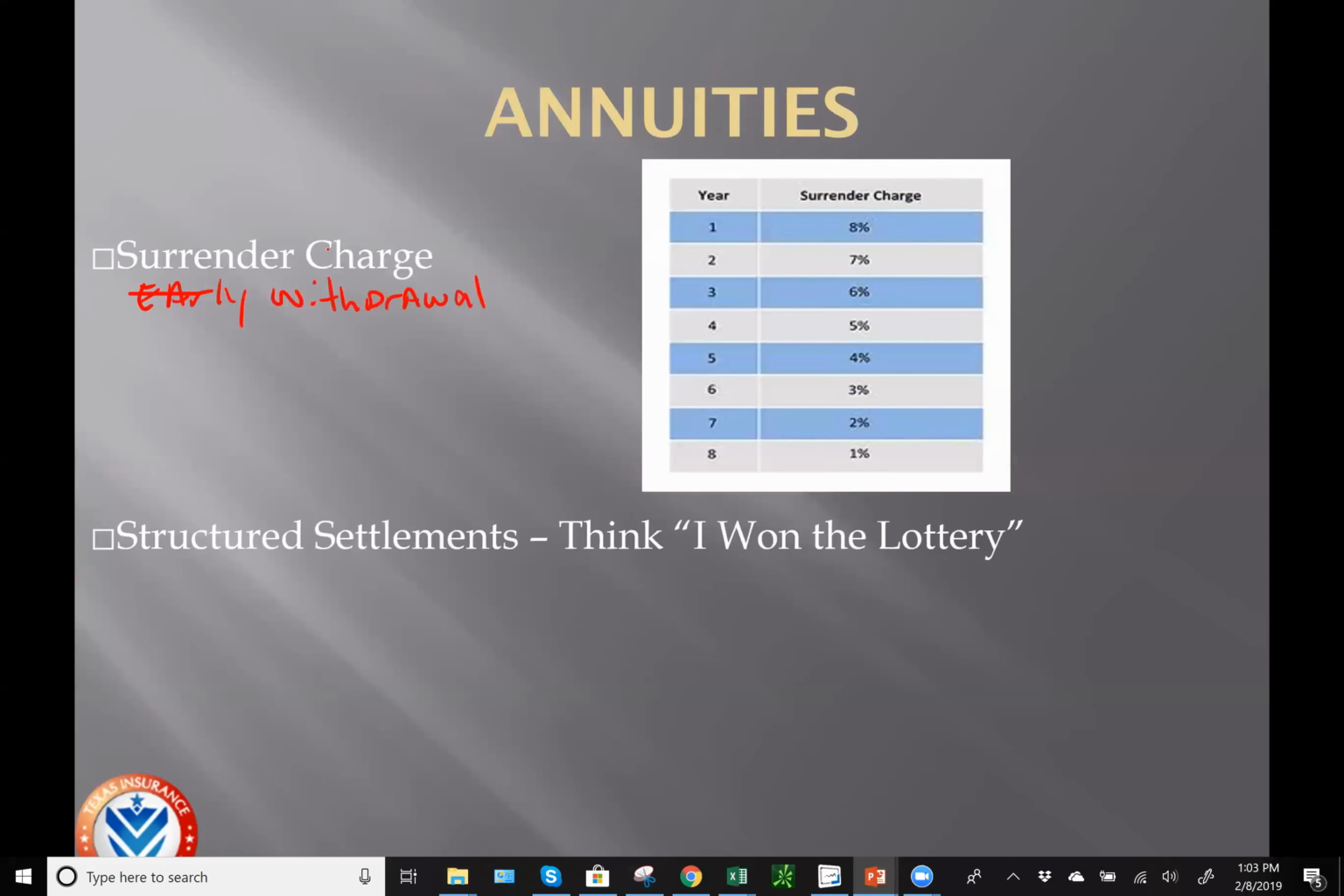Annuities are also considered to be structured settlements. Think, if you win the lottery, how would you want the money paid out to you? It would be in a structured settlement. So if you have a question about the lottery, think of an annuity.